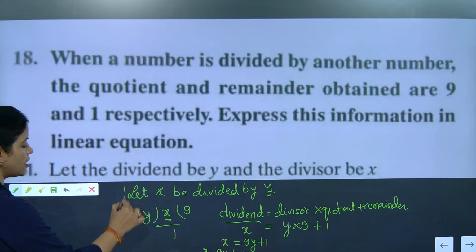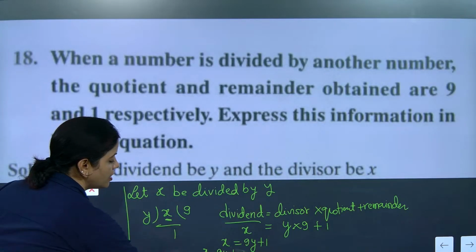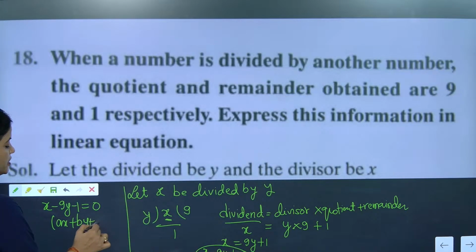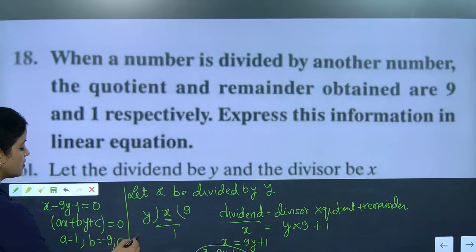If we are going to compare this, what answer is coming? If we compare x minus 9y minus 1 equal to 0 with the general equation ax plus by plus c equal to 0, what is A? 1. What is B? Minus 9. What is C? Minus 1. Absolutely. Now check, children. What is A? 1.